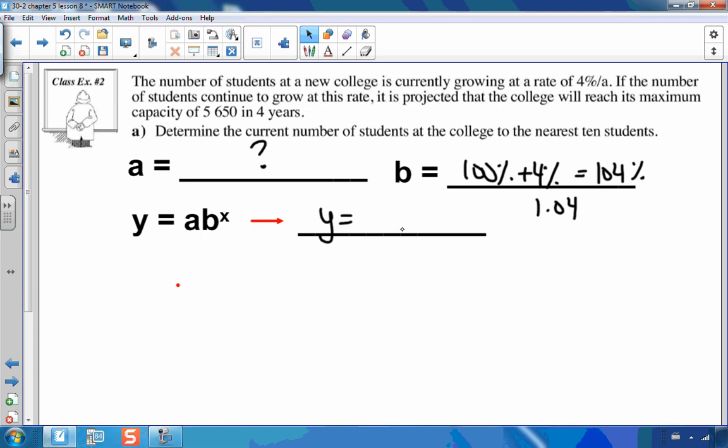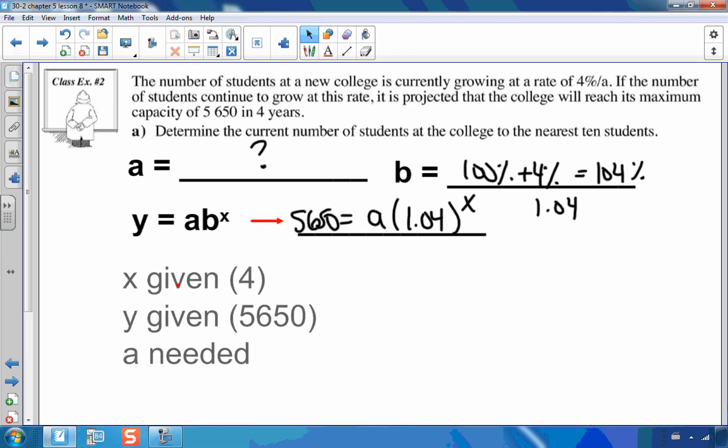So putting this into my formula, I have y equals a times b to the x. This is an example here. I want it in 4 years, so x is given and y is needed, y being our A value. So this here, 5,650. Okay, so we have 5,650 in 4 years. X is given, Y is given, and A is needed.